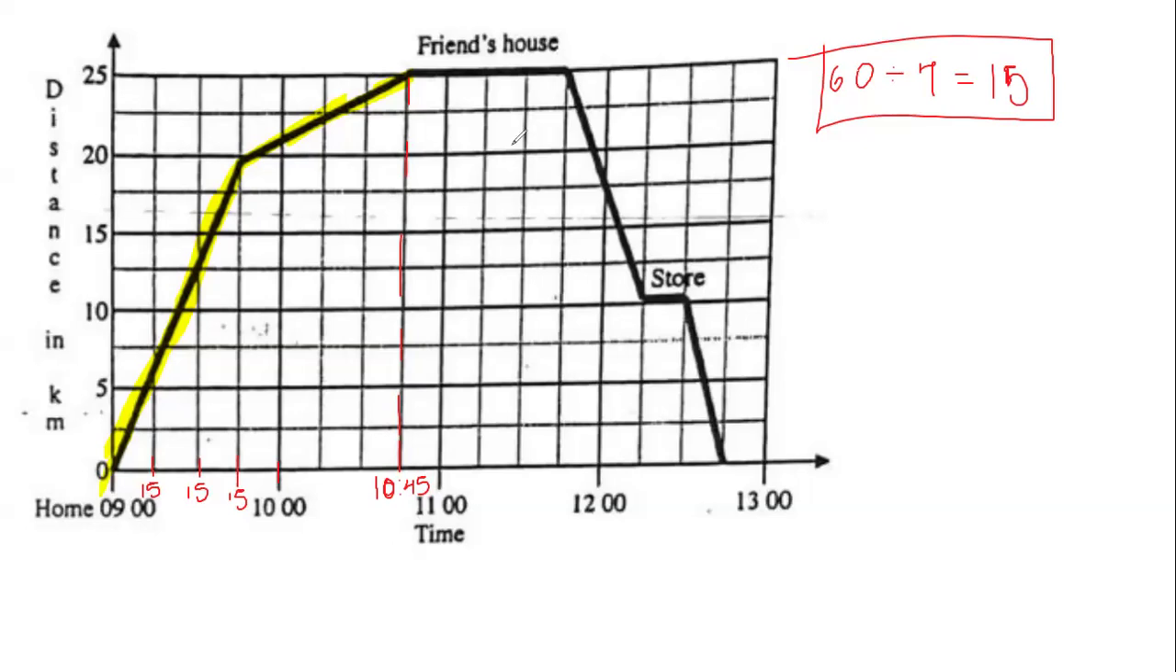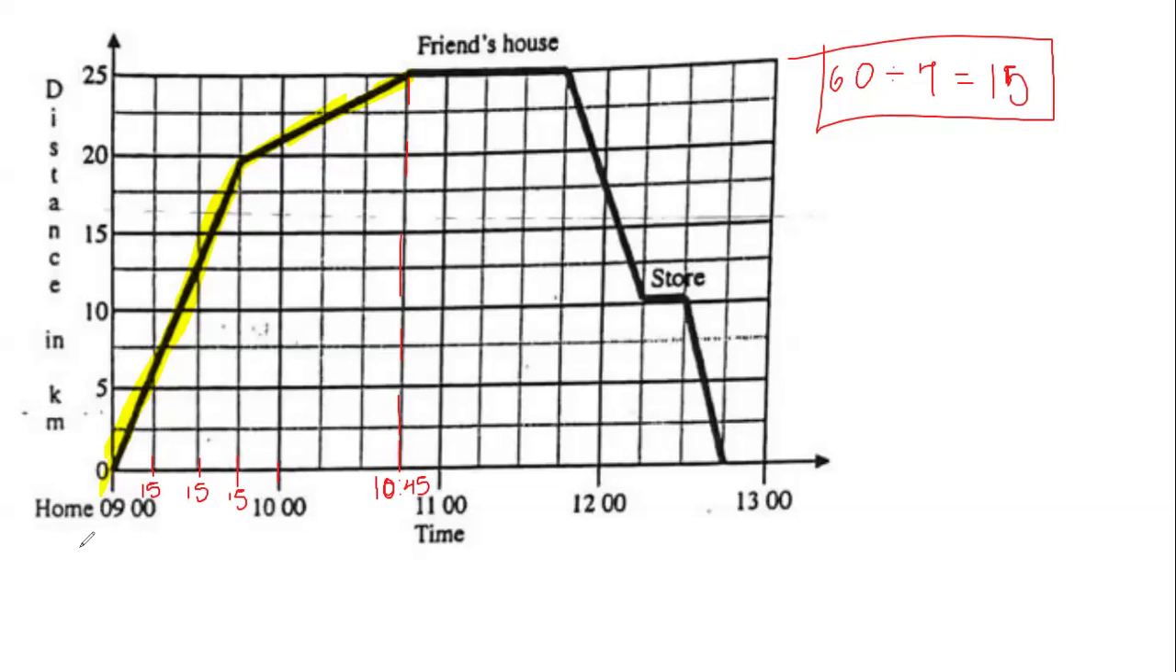All right, so my next question is, how long did he stay at his friend's house? An hour. 45 minutes. It can't be an hour, because if he arrived at 10:45 and the time on the bottom right says 11 o'clock, that means he could leave at 11 o'clock or something. Or it could be 12 o'clock.